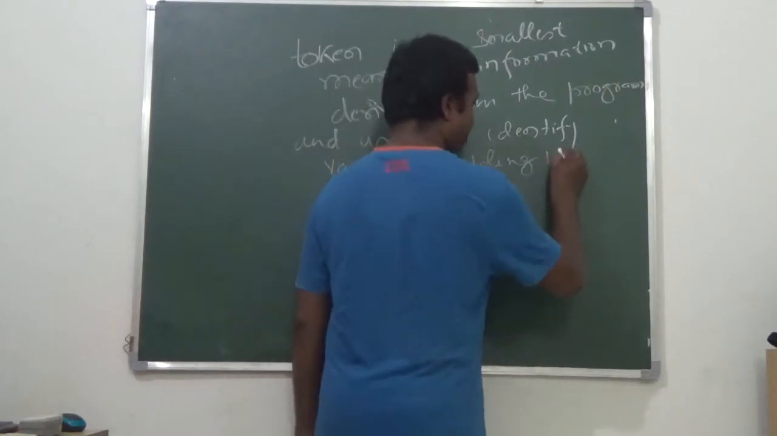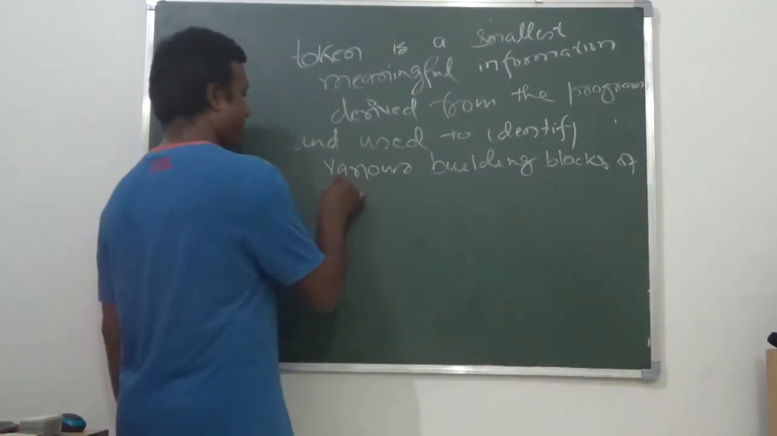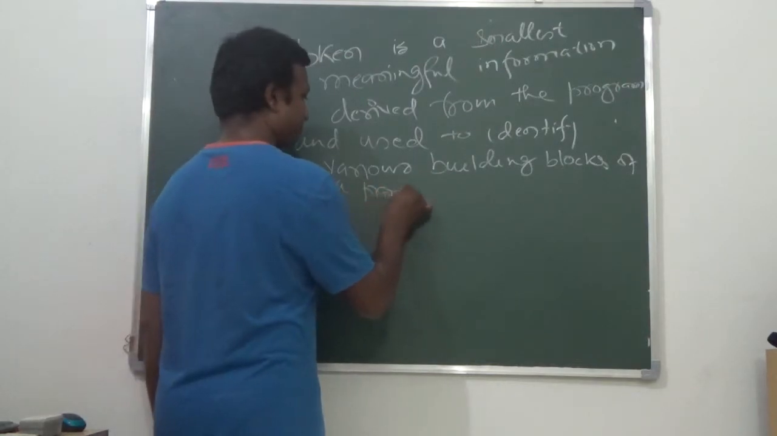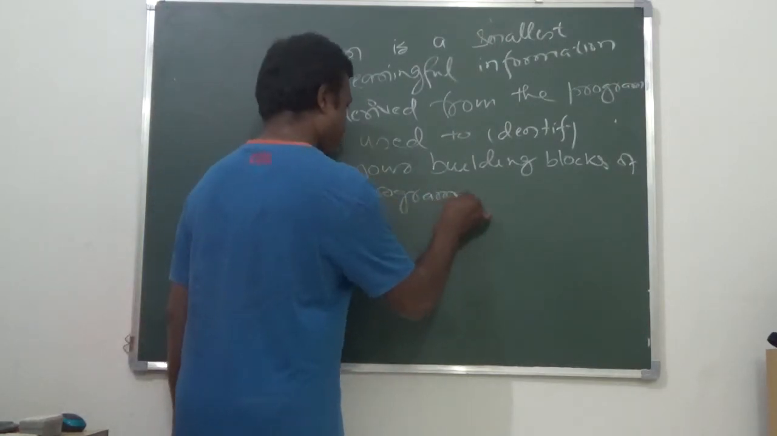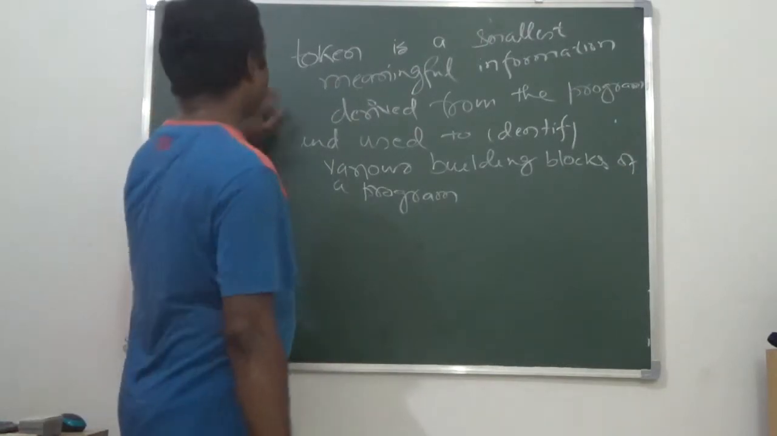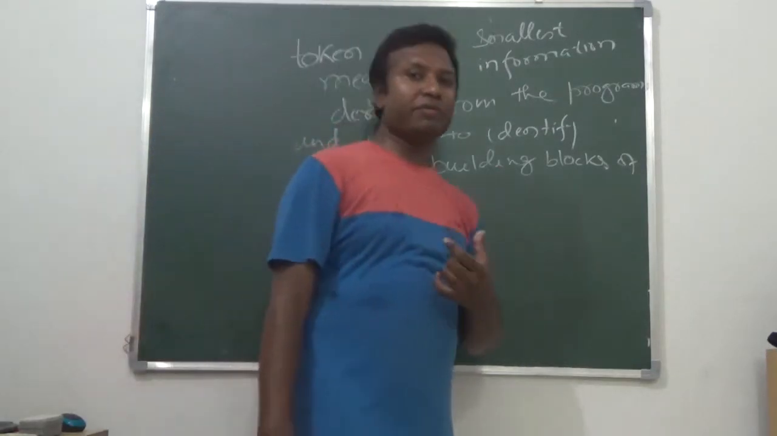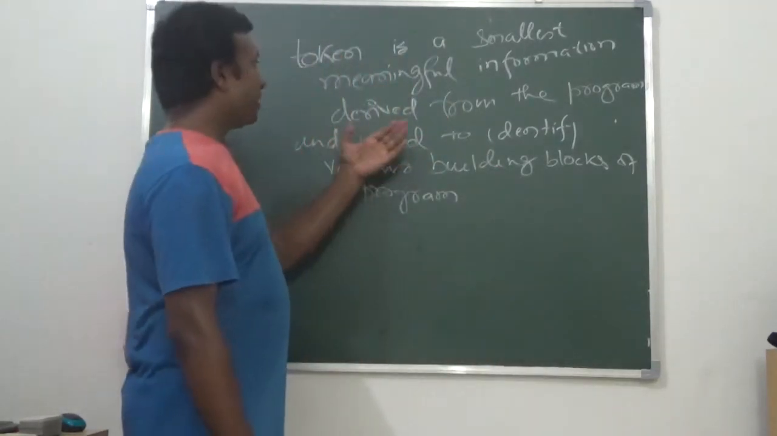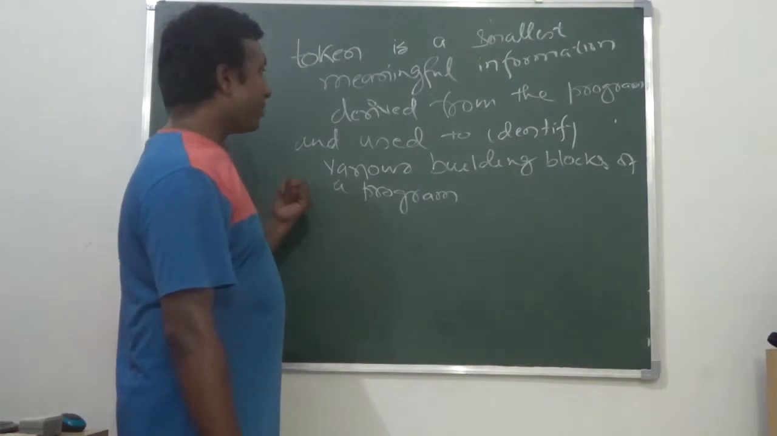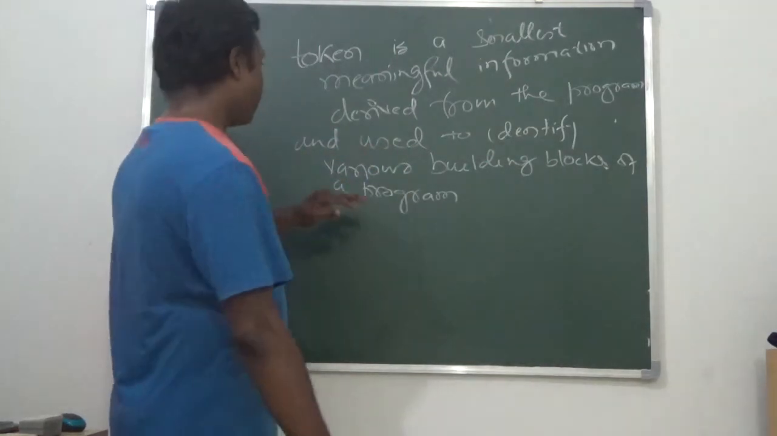Various building blocks of a program. Okay, so that is how I define a token. A token is nothing but the smallest meaningful information derived from the program, and basically it is used to identify various building blocks of the program.